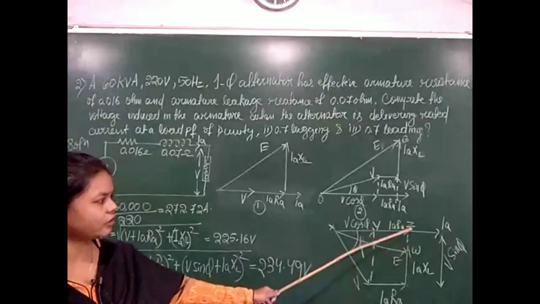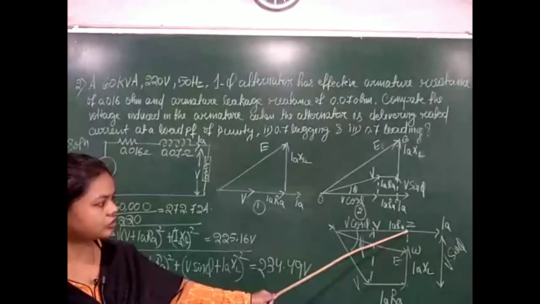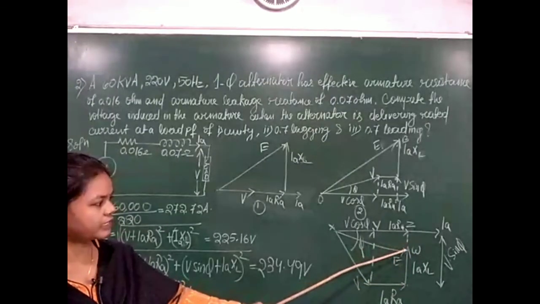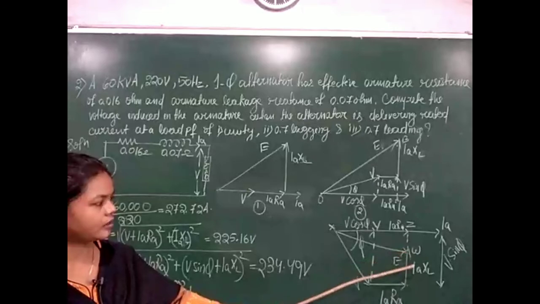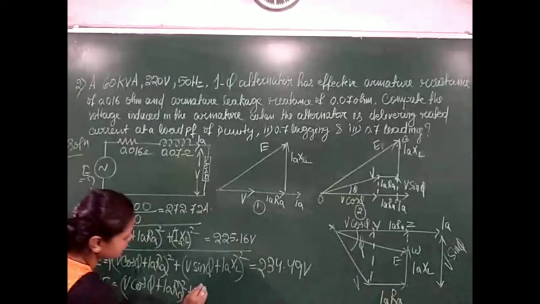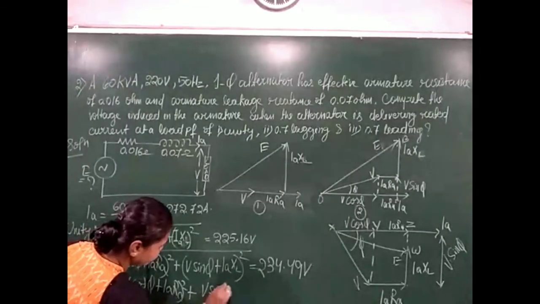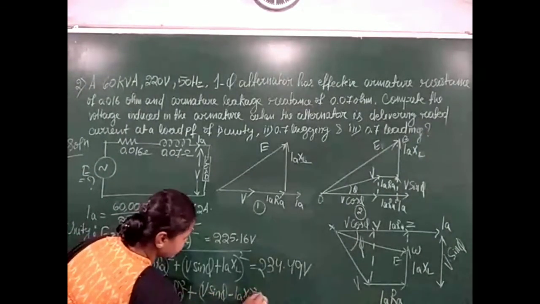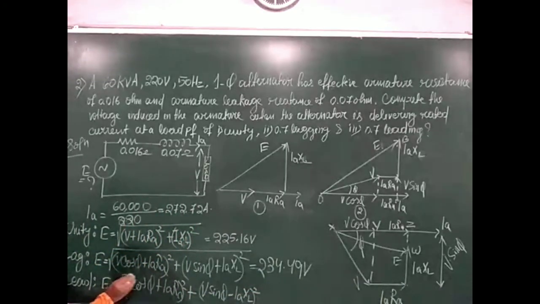What is the value of ZW? This total phasor is V sin phi and this phasor is IaXL. So this small phasor is V sin phi minus IaXL. So ZW is V sin phi minus IaXL. And its whole root gives the voltage induced for leading power factor.